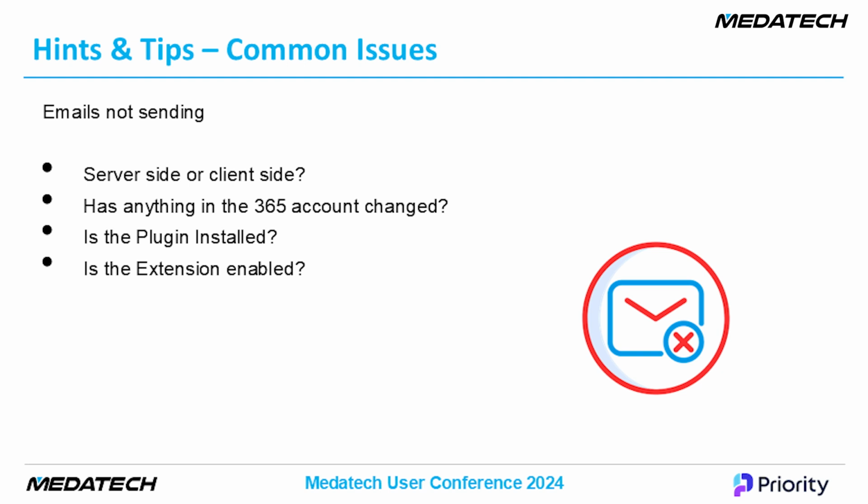So first we would need to establish, is it your server-side emails that are not working, or is it your user-side emails not working? If it's server-side, it's most likely a change in the 365 account. Maybe someone's changed the security settings or changed the password, and we just need to put it in again. If it's the user side, then it's more than likely going to be the plugin's not installed correctly or the extension's not added in the browser. Those are the common solutions to it. Anything beyond that, raise a service call, we will have to have a look at it with you and get that working again.